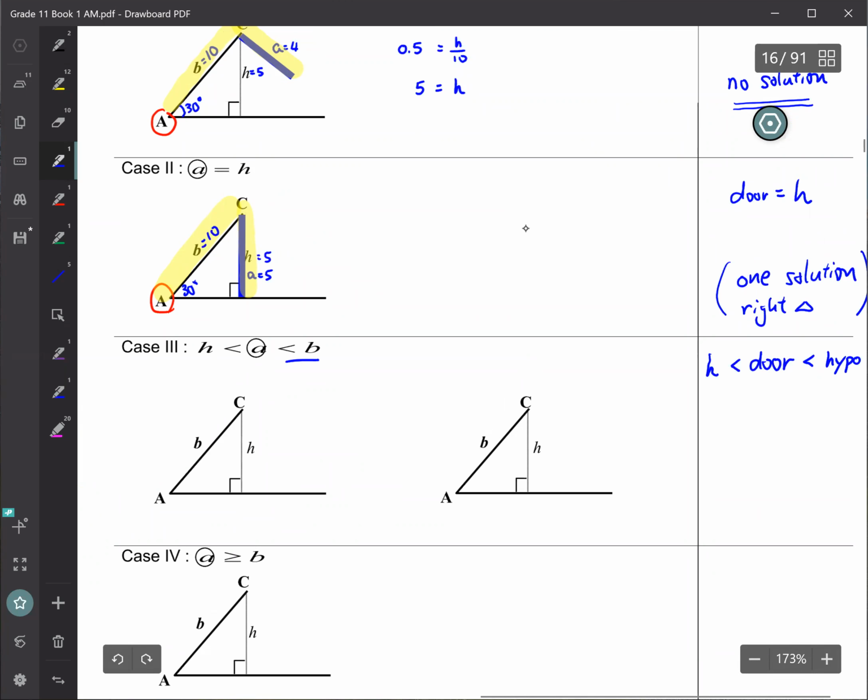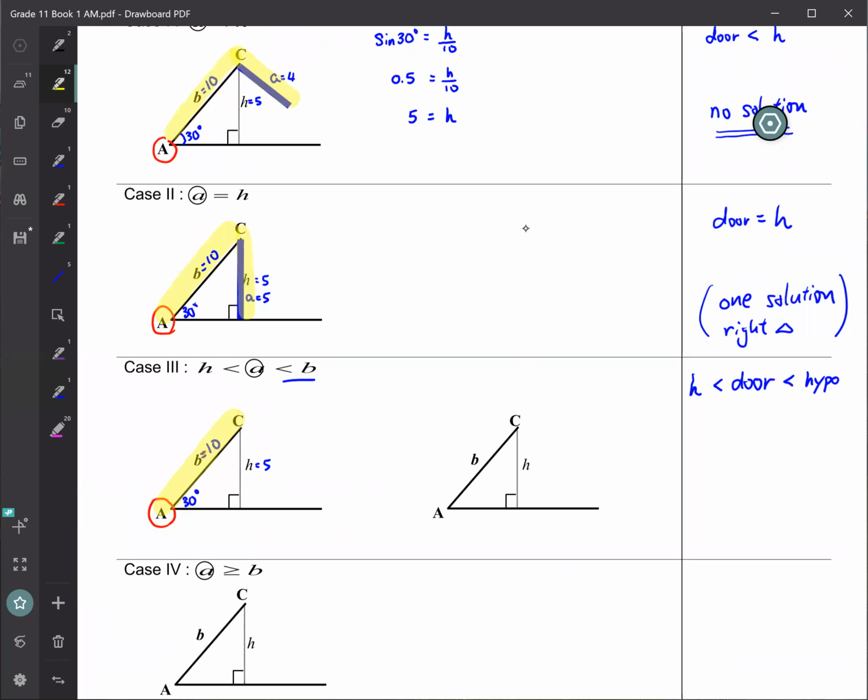I'll fill in the numbers again that tell you an angle there, 30 degrees. And they also tell you the side B is 10. So height will be 5. So we need a number that is between the height and the hypotenuse. Okay, so Aaron, can you give us a number that's between the height and hypotenuse? 6. 6, okay, very good.